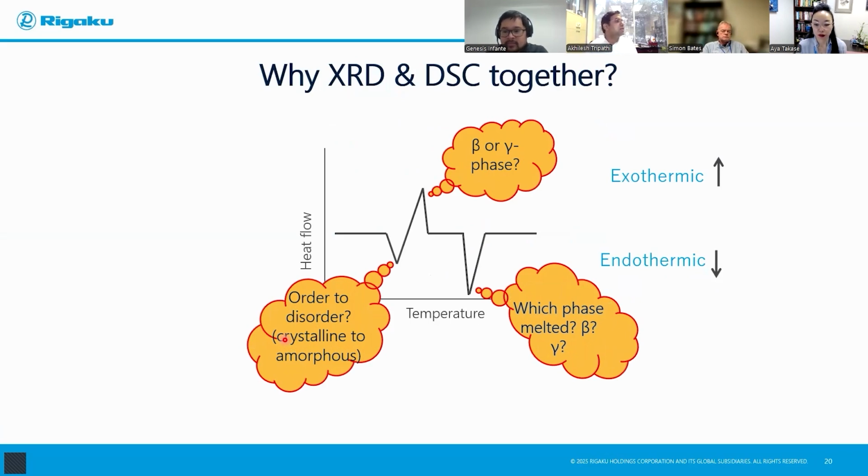Briefly, we saw in Genesis's lecture how a downward trend, an endothermic reaction, versus an upward trend, an exothermic reaction, could be classified. For example, an exothermic situation could be a phase change going on, beta or gamma phase of a polymorph. Or in a downward trend, we see order to disorder or crystalline to amorphous changes going on. Further along the path, you can also see the phase melt and a new phase, beta, gamma, or alpha, emerge. So how could this information relate to XRD to give you more information?